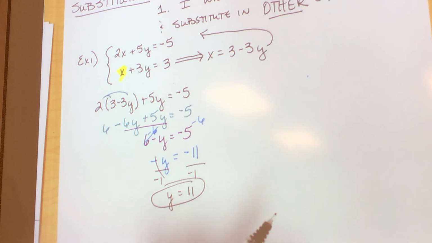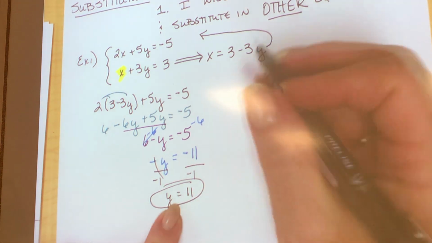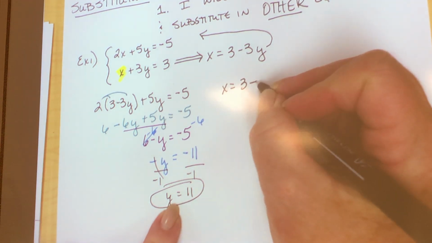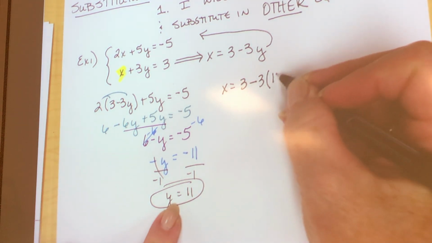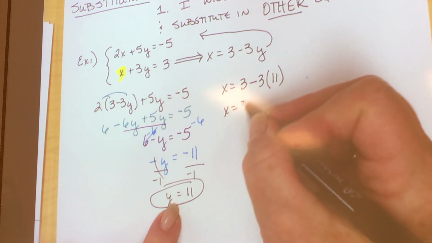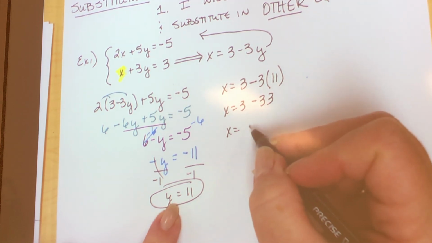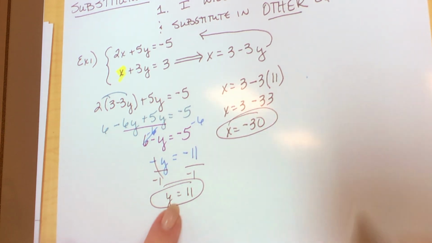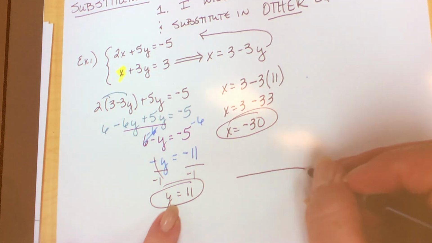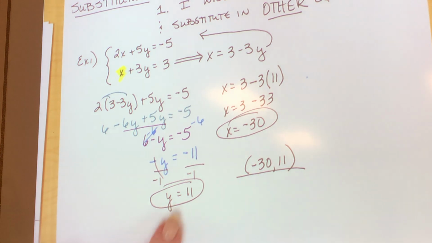How do I find the x value? Take this y value and plug it in right here. He's telling you what x is. X is 3 minus 3 times y. What is y? 11. So x is 3 minus 33. What's 3 minus 33? Negative 30. So, what's the point, guys? Negative 30, 11. Very good.